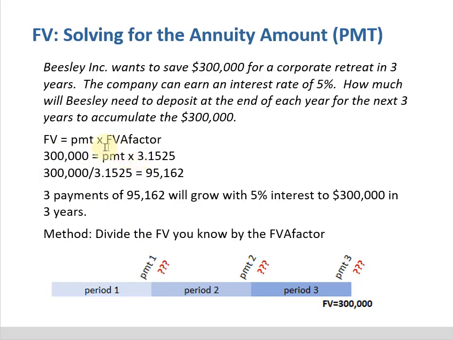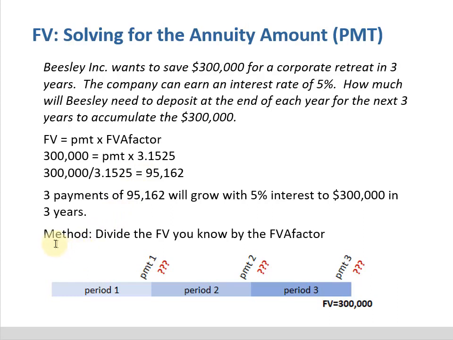To isolate the payment on the right hand side here, we divide each side by the factor, and our answer is $95,162. And this makes sense. If Beasley could not earn any interest at all, they'd have to deposit $100,000 a year. But since they can earn interest, it makes sense that the annuity amount would be less than $100,000. And in fact, if we did a little amortization schedule, we could prove that 3 payments of $95,162 would grow to be $300,000 in 3 years if it was earning 5% interest.